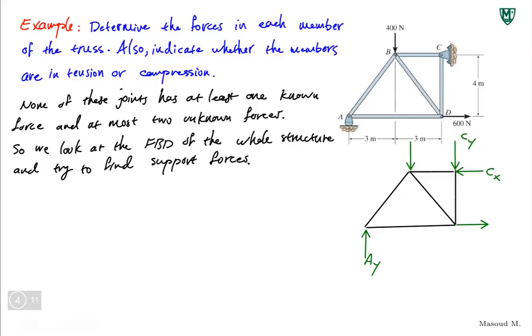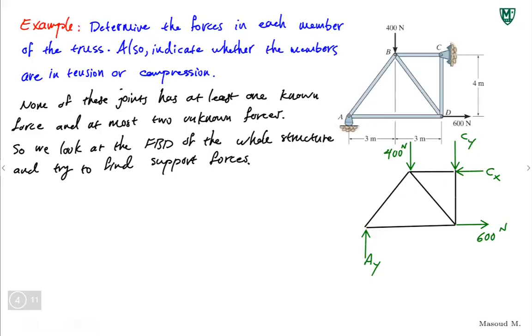Remember, when we're dealing with support reactions, we have some freedom to decide which direction. If the direction is not correct, we're going to end up getting a negative value. 600 newtons. You can always use inspection and have some guesses, which is good. So you go with those guesses. But if it turns out to be wrong, usually what happens is that you get a negative value. All right. So let's do what we were doing.